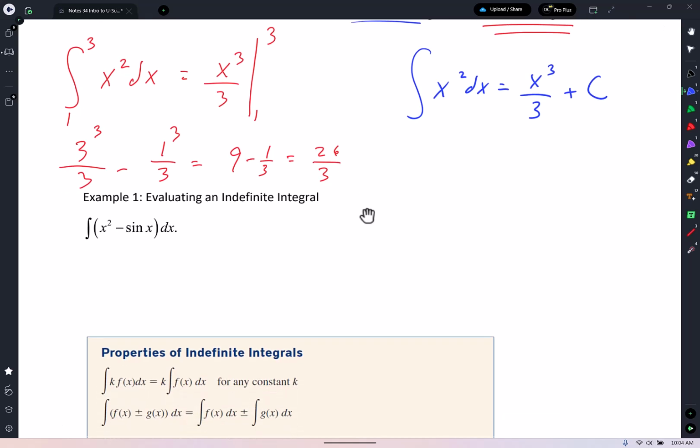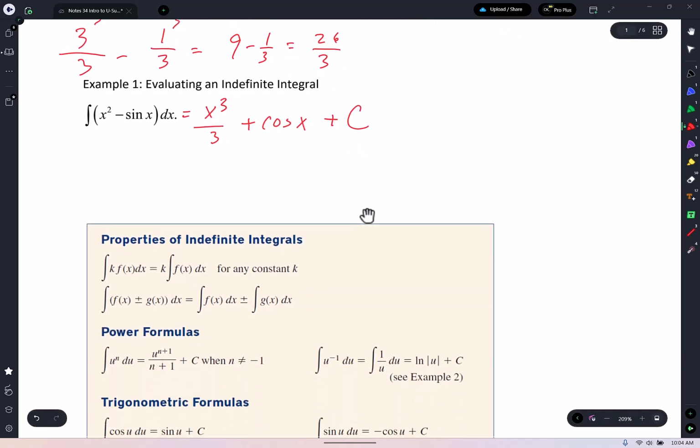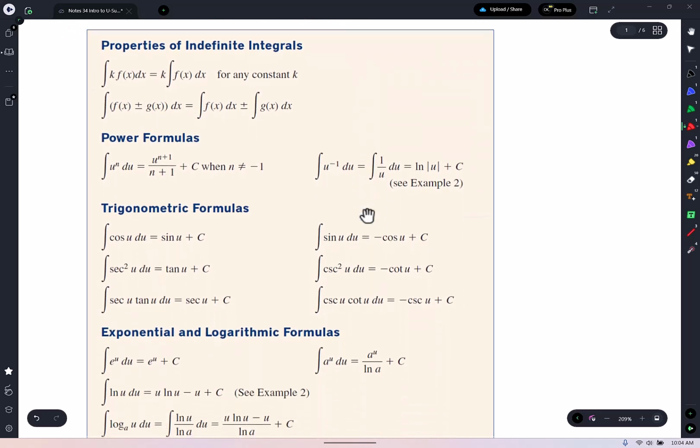It says evaluate an indefinite integral. This we've done many times. Hopefully by now we're pushing close to plus 100 antiderivatives. Antiderivative of x squared, that's x cubed over 3. And then antiderivative of negative sine x is going to be plus cosine x. And because there's no limits, you're just going to say plus c. And then you get a nice table of a whole bunch of different antiderivatives.